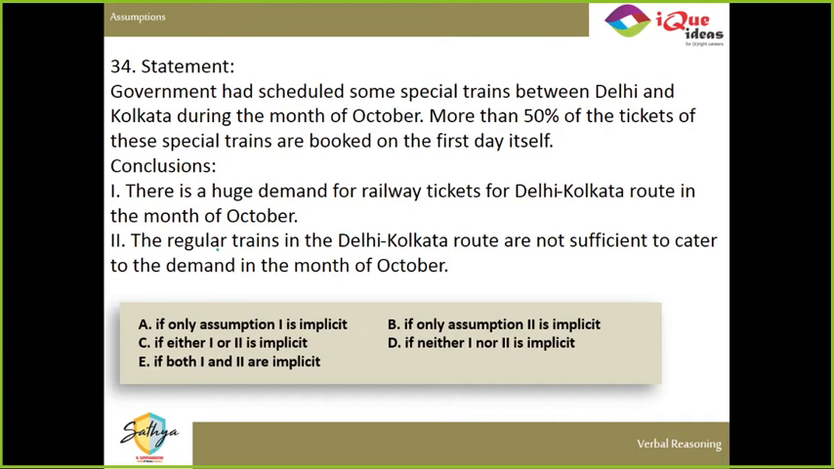Yes. First of all, extra trains are there, and even in the extra trains, 50% of them are booked on the first day itself. Obviously, there is a huge demand, and obviously, regular trains are not enough. So the special extra ones are booked, which means both of them technically are correct. There is a huge demand because even the extra ones are booked on the same day. And obviously, the regular trains are not enough. That's why the special extra trains are being organized. So both of them can work.